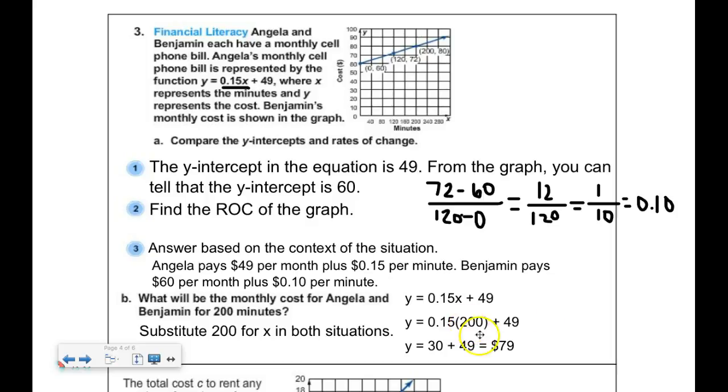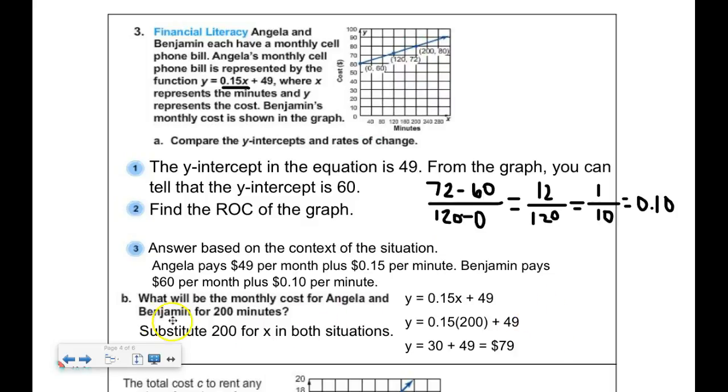Now, Benjamin. I don't have an equation for him. I could come up with one. In fact, based on my words here, it would be y equals 0.1x plus 60. Or can't we just look at the graph? Here's 200 minutes right here. There's 200. Let's go all the way up. And voila, it gives me the ordered pair of (200, 80). That means for 200 minutes, it's going to cost $80. So Benjamin is going to pay $80.